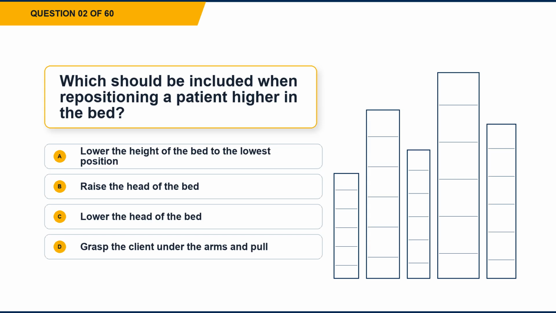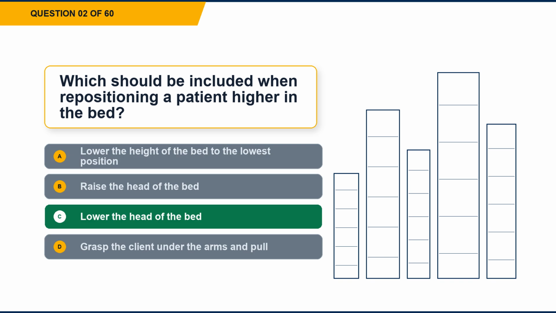Question 2. Which should be included when repositioning a patient higher in the bed? Option A. Lower the height of the bed to the lowest position. Option B. Raise the head of the bed. Option C. Lower the head of the bed. Option D. Grasp the client under the arms and pull. The correct answer is option C. Lower the head of the bed.